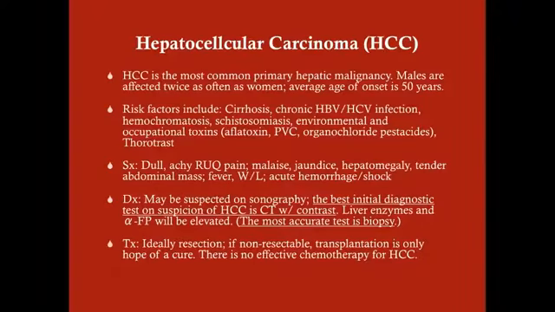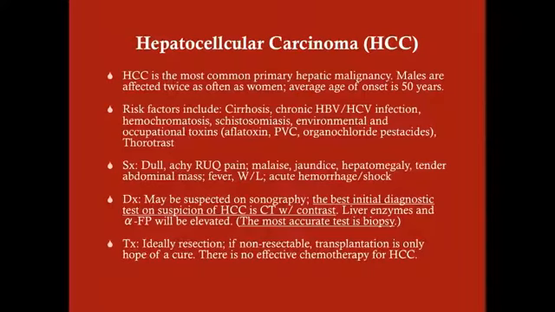So hepatocellular carcinoma is the most common primary hepatic malignancy. Males are affected twice as often as women in the U.S., and the average age of onset is about 50 years old. So that's actually rather young, considering that this is, in most cases, an acquired malignancy. Most of the time in the U.S., it's a patient with long-standing cirrhosis, usually due to chronic alcoholism, possibly due to chronic hepatitis B or C infection.